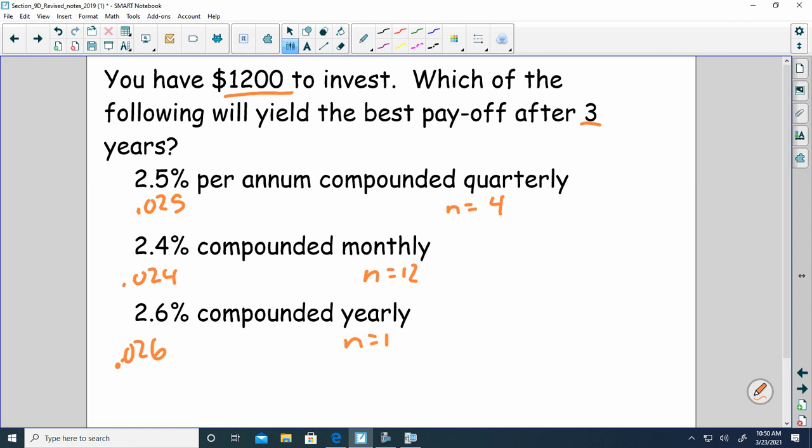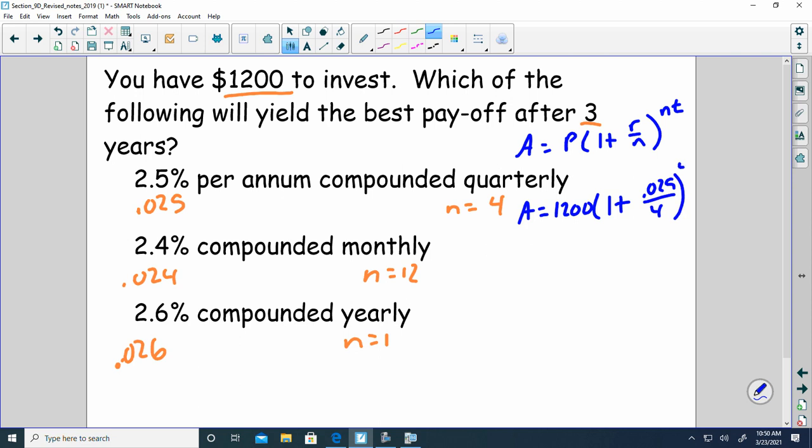And each of those is going to work using our equation that we saw, A equals P times (1 plus r over n) raised to the n times t. And we can go ahead and do this problem. On this first problem, it's going to be 1,200 times (1 plus 0.025 over 4) raised to the 4 times 3. And we could do that math.